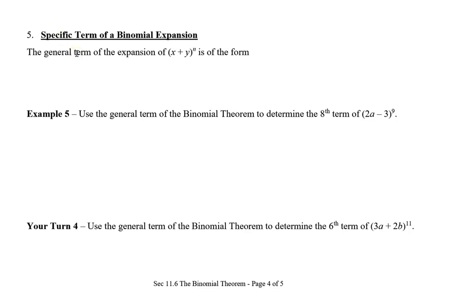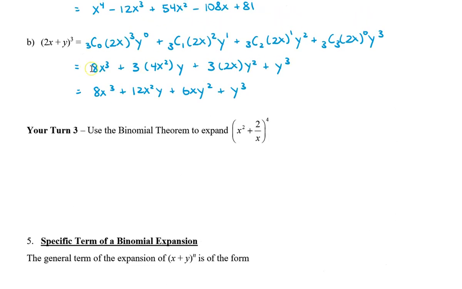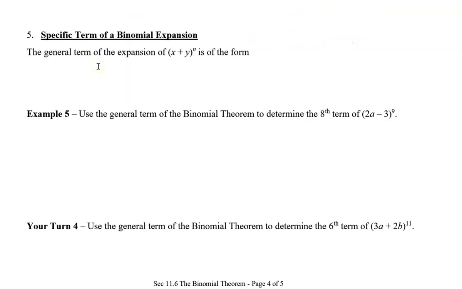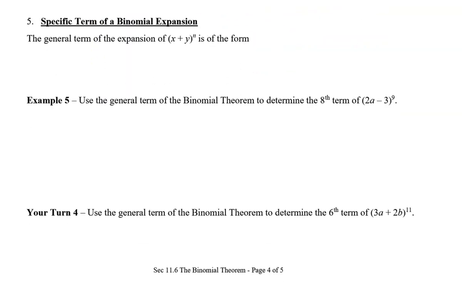In this video, I'm going to show you how to find a specific term of a binomial expansion. If you recall, I'm going to scroll back. If we are looking for the first term, notice that the r value is 0, so 3C0. If we're looking for the second term, it's 3C1. Noticing that this pattern continues, the third term is 3C2. So this gives us the following general term of the expansion of (x + y) to the power of n.